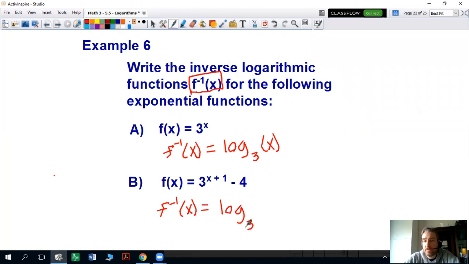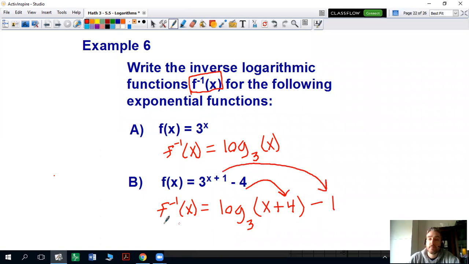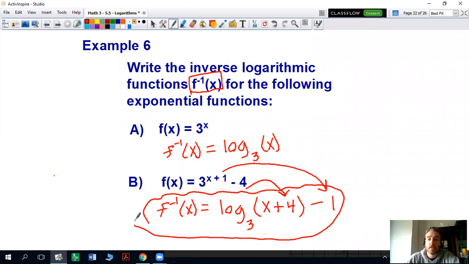It's still going to be log base 3. What will go in the parentheses? Plus 4, and then on the outside will be minus 1. So 3 to the x plus 1 minus 4. That inverse is log base 3 of x plus 4 minus 1.